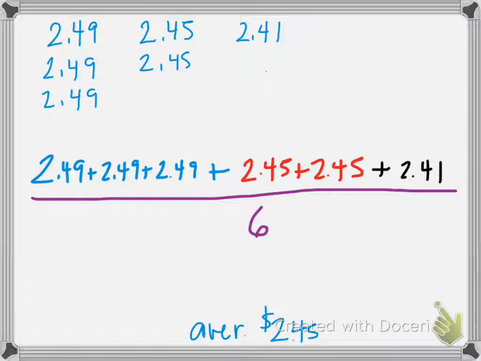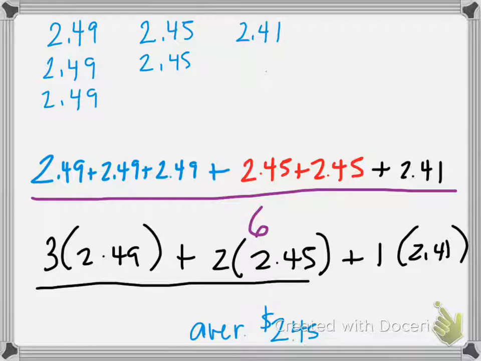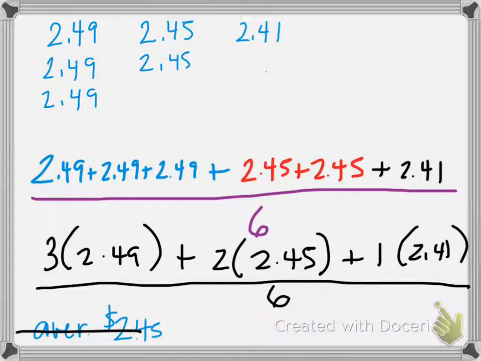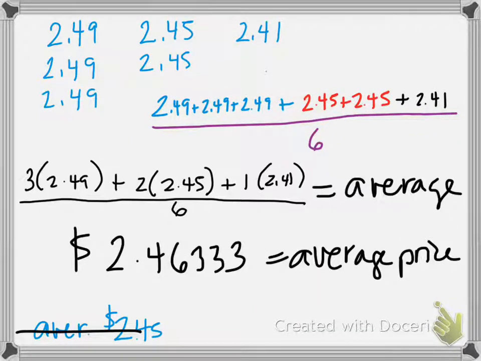What is repeated addition? Multiplication. So we can do this: 3 times 2.49 plus 2 times 2.45 plus 1, which obviously we could really skip, times 2.41. Divide the whole mess by our 6. That was our old average. Making liberal use of parentheses on your calculator really helps here. Okay, I get 2.46333.